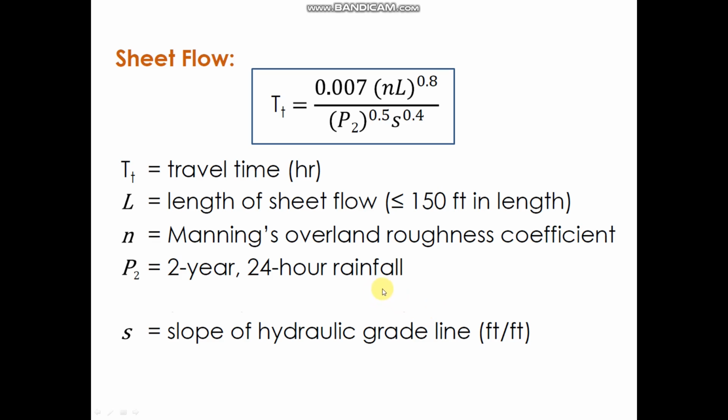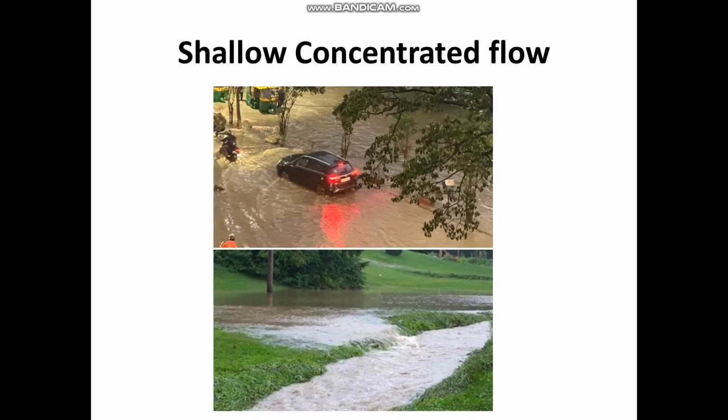The sheet flow, as I mentioned earlier, is very much useful to find the travel time of the inlets, small inlets, curb opening or inlet, so we have to consider this sheet flow. So next comes the shallow concentrated flow. This shallow concentrated flow, as I mentioned earlier, is where the runoff is traveling at a depth less than 0.5 feet or 15 centimeters.